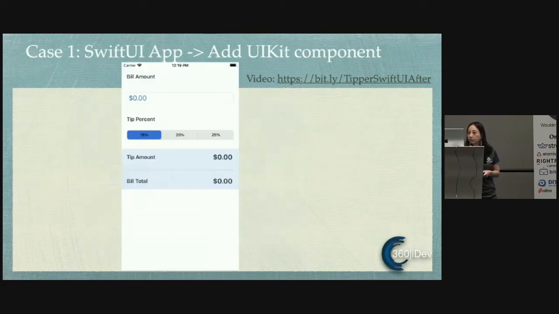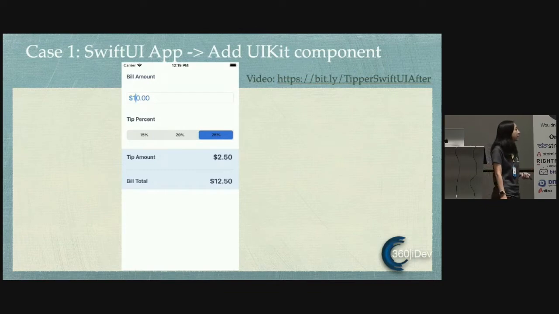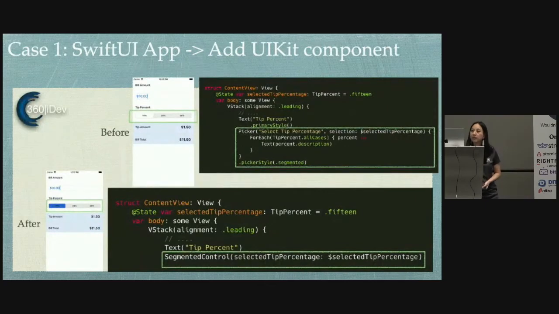And here's a quick demo. So it behaves pretty much the same way, but now it looks a little bit better, I think. So to start, we want to take the picker, which is our SwiftUI segmented control, and we're going to remove that and replace it with SegmentedControl. SegmentedControl is the new SwiftUI view that we're going to create, which is a wrapper around UISegmentedControl, which is a UIKit component.